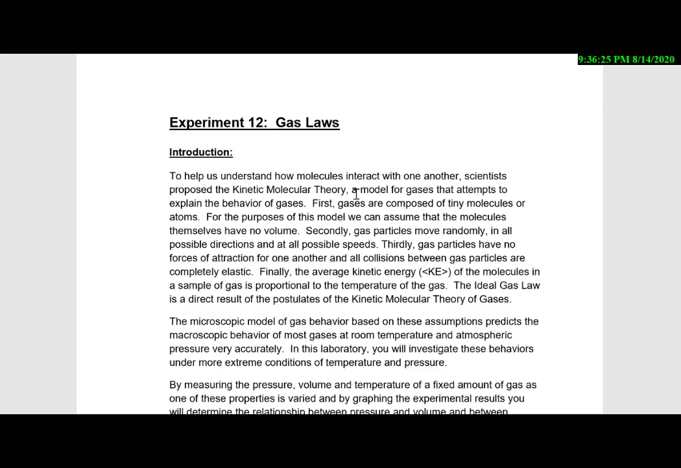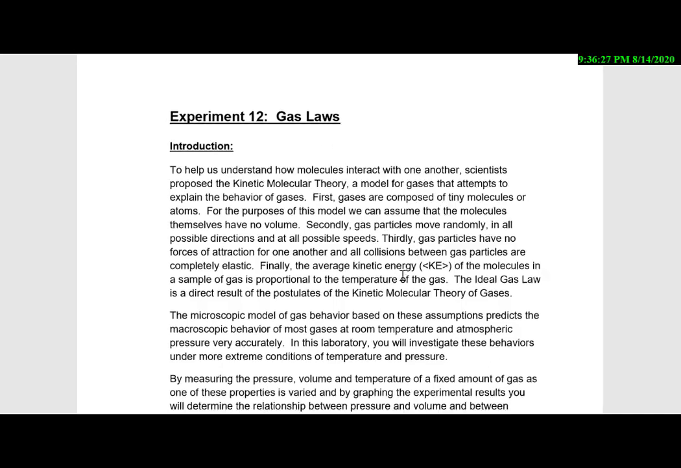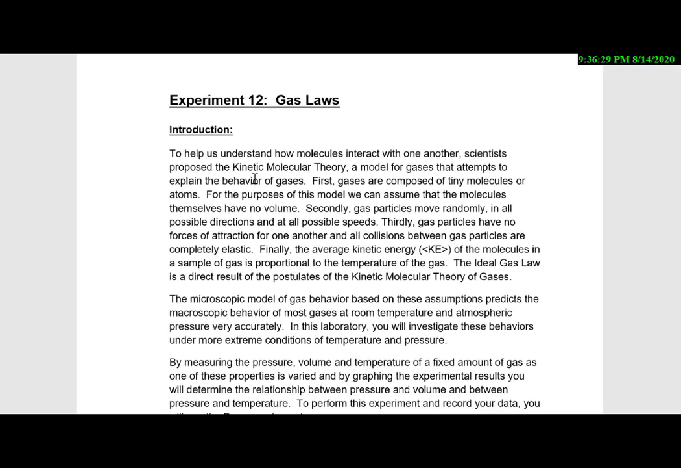Here's an introduction to experiment 12 on gas laws. So here we're looking at what's called the kinetic molecular theory and the relationships between volume, temperature, and pressure for gases. When the lab manual asks you about the different principles of the kinetic molecular theory, this is where you would want to look. And they're the assumptions about an ideal gas.